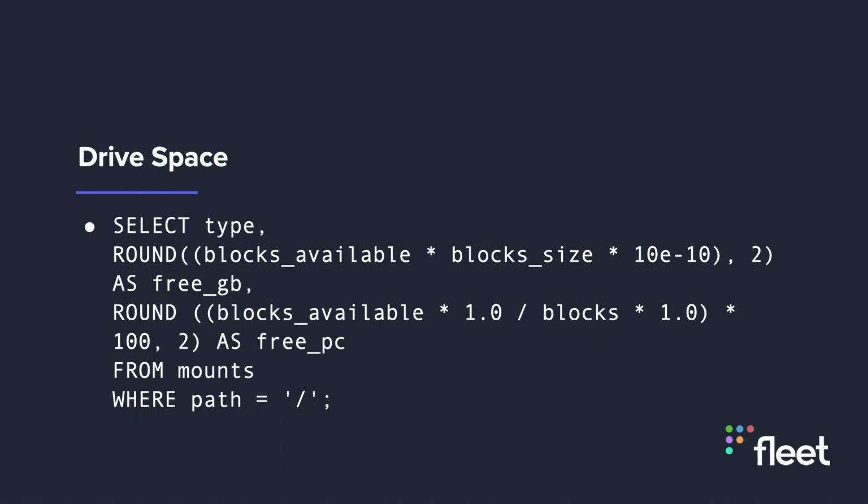And then the next value that we have, the ROUND(blocks_available * 1.0 / blocks * 100, 2) AS free_percent. So we're just calculating the free percentage on the drive, and we're calling that column free_PC. We're doing this from the mounts table, and we're looking at the path of slash. So we're looking at the whole root drive on that.